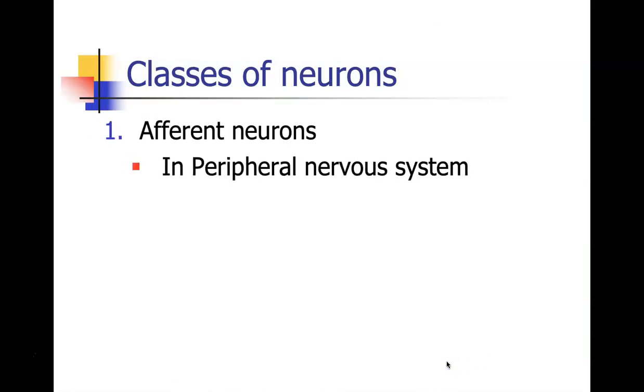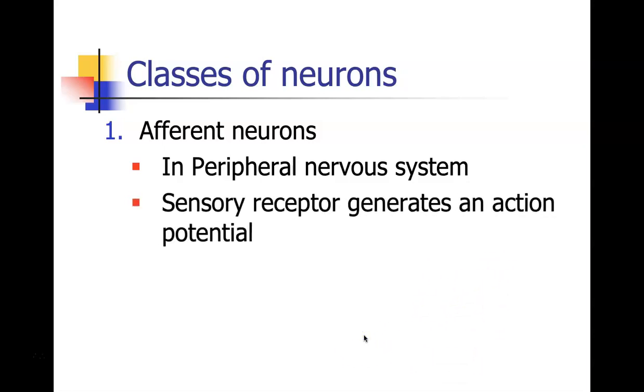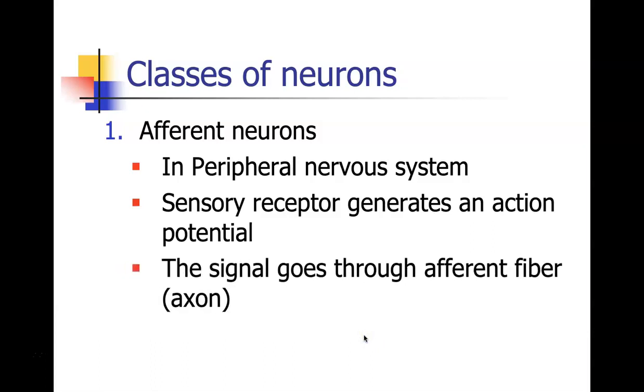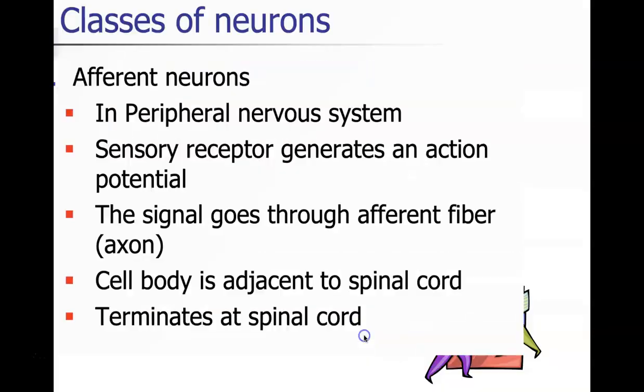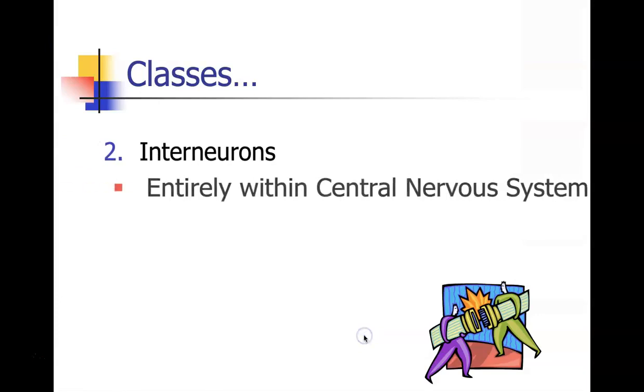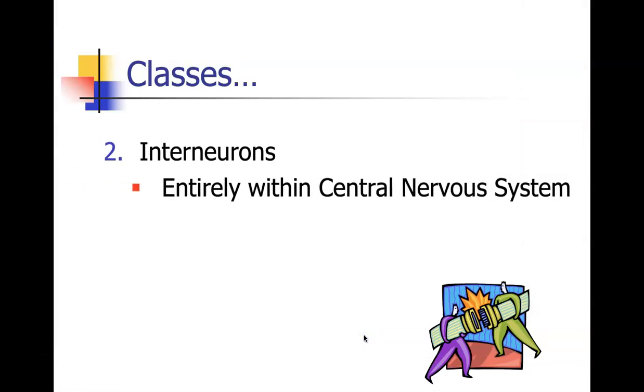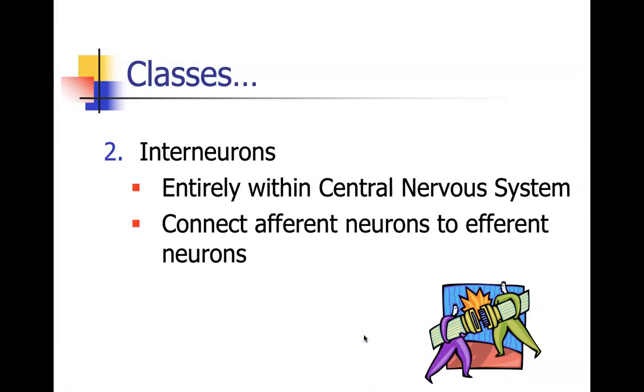Okay. So we said afferent neurons, the ones that are going towards the CNS, are in the peripheral nervous system. And a sensory receptor generates an action potential. Remember, action potential is how our cells fire. The signal goes through an afferent fiber, the afferent axon, and the cell body is adjacent to the spinal cord. This kind of neuron ends at the spinal cord. For interneurons, these are entirely within the CNS. They connect afferent to efferent neurons.